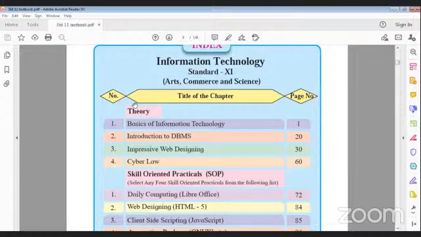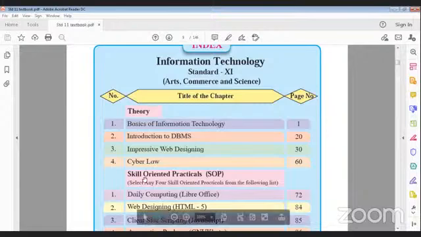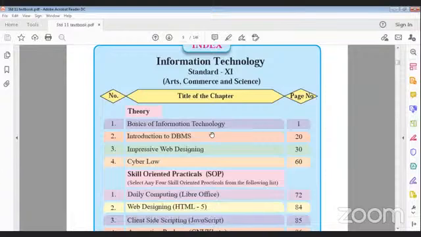I'll just brief you all about this theory part and this SOP, skill oriented practical part today. I'll brief you all about the portion, the paper pattern, how the exams are conducted, and things like that. And then we'll begin with the information technology chapter. As you all know, IT is mostly an objective oriented paper.